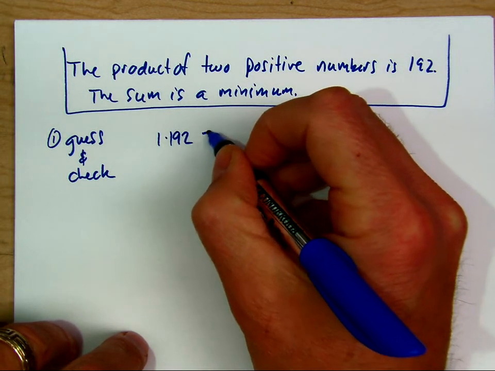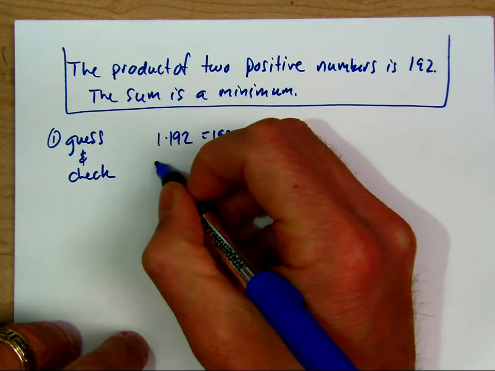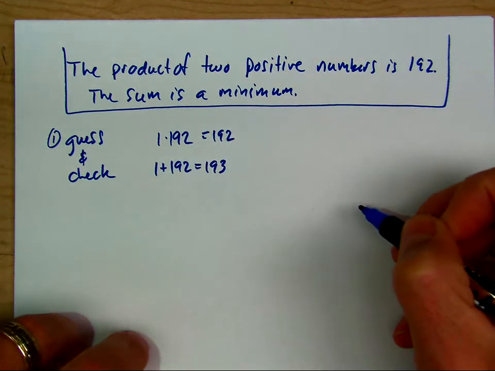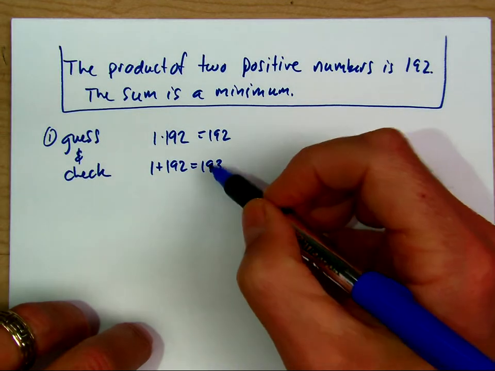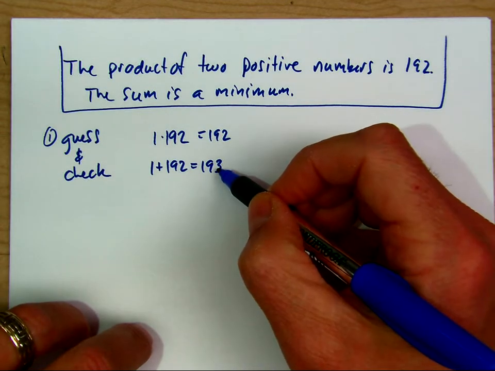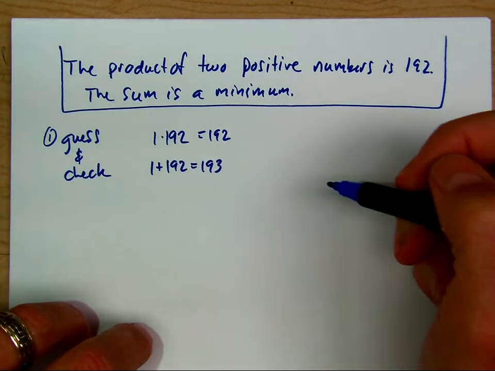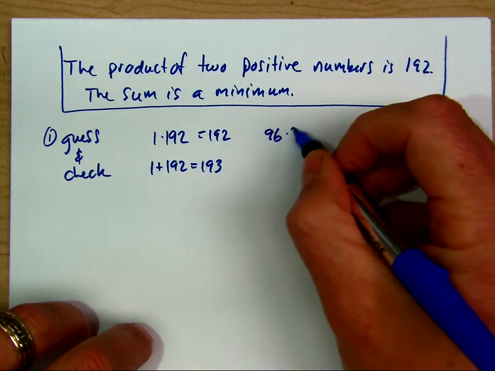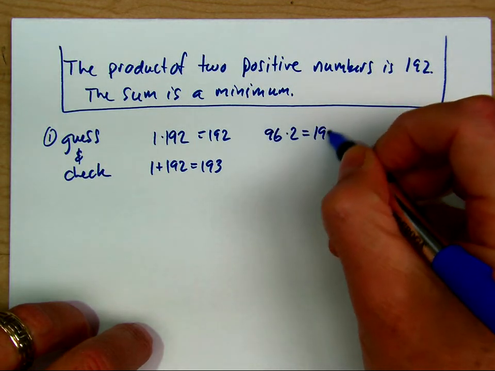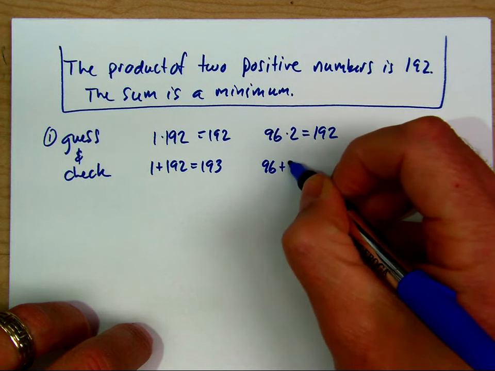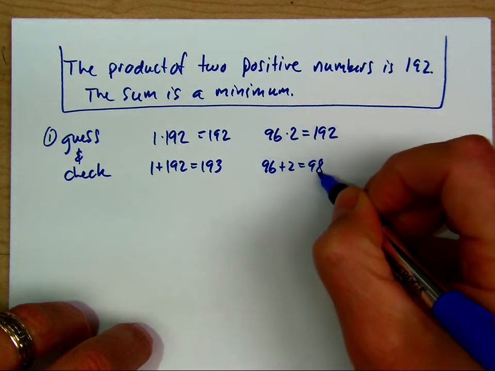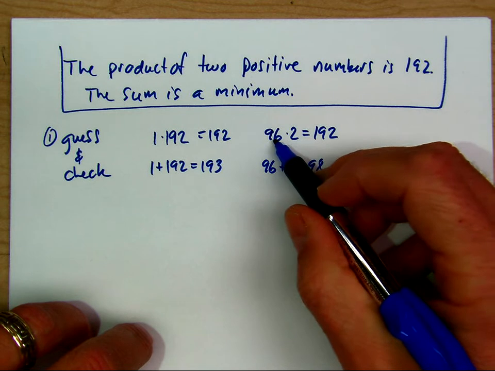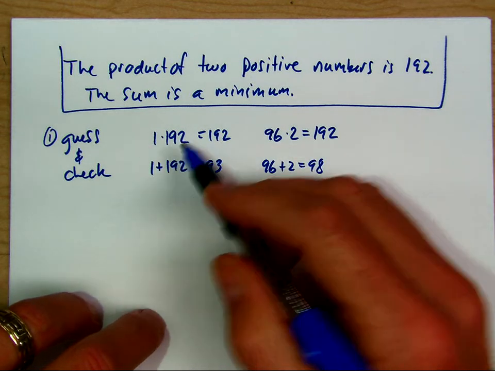We know that that is 192, and the sum is 193. So if that's the smallest sum, then 1 and 192 are the two numbers. Let's try 96 times 2. That's 192, but 96 plus 2 is 98. Well, that is a smaller sum, and we're trying to minimize the sum, so now we're at 96 and 2 instead of 1 and 192.